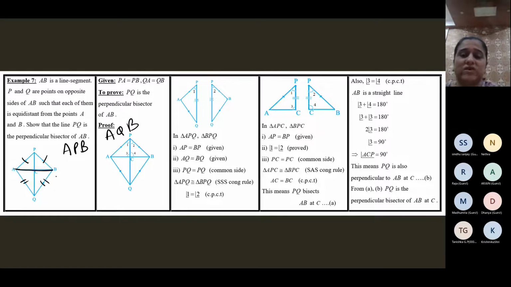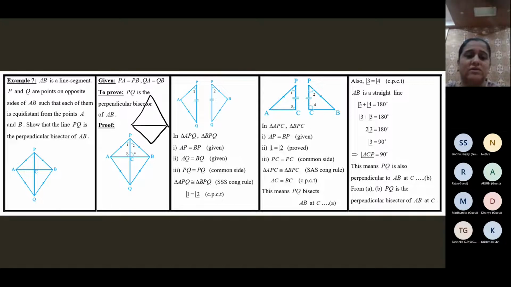Now, these two isosceles triangles are on the opposite sides of the common base AB. So how do we put that? The vertices P and Q are on the opposite sides of the common base AB. So in this figure, the vertices P and Q are on the opposite sides of the common base AB. So the figure is like this. Common base, one isosceles triangle like this, the other one like this. The vertices are on the opposite sides of the common base AB.